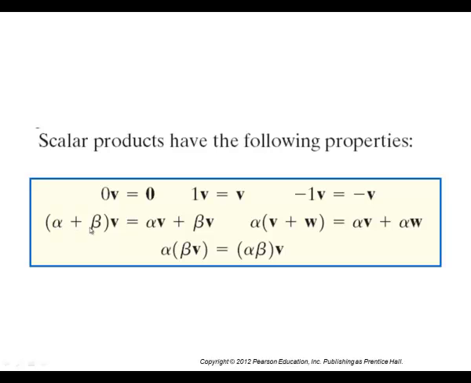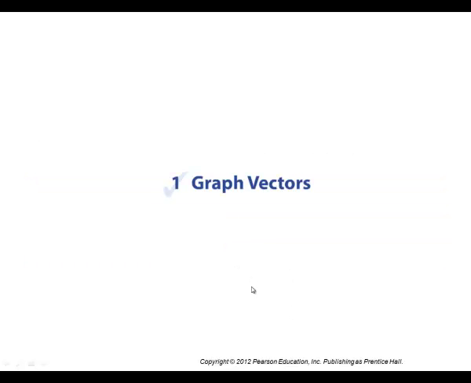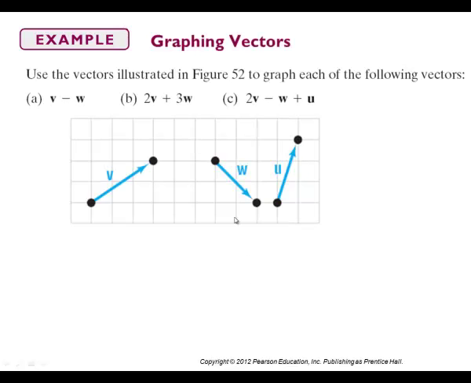Here we have alpha plus beta, in parentheses, times vector v, so it's like we're distributing vector v to alpha and then vector v to beta. And here, alpha gets distributed into vector v plus vector w. Here we have two numbers multiplied together times vector v, which is the product of those two numbers times vector v. Alright, let's take a look at some graphing of vectors.